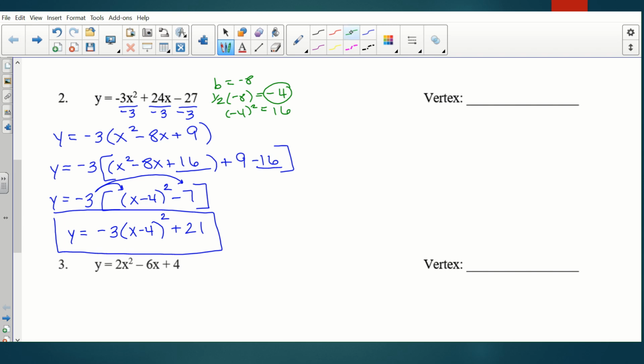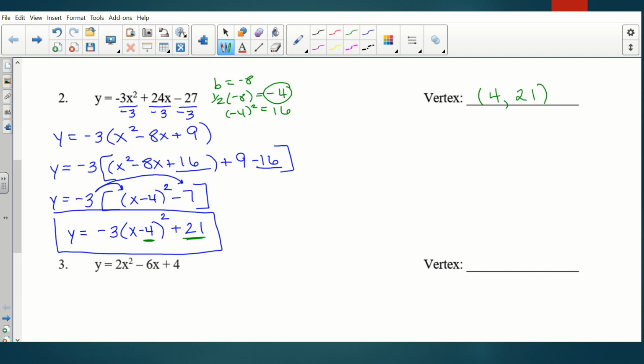Now, what is the vertex in this case? Looking at the vertex, remember I'm going to use the value that's inside the parentheses and the value that's outside the parentheses. So inside the parentheses, x minus 4. So that 4 is my x value of the vertex. My y value is a positive 21.